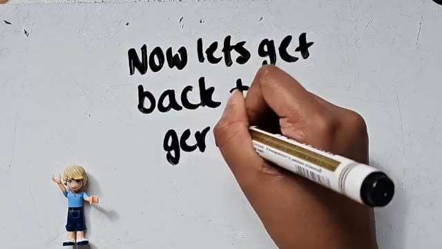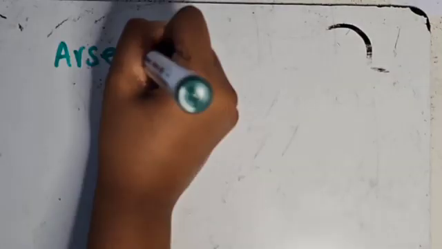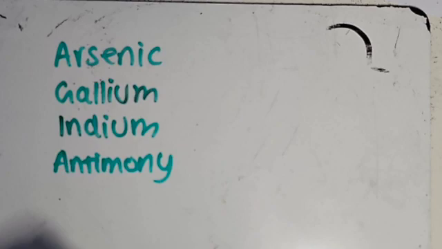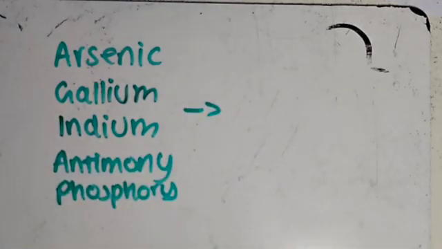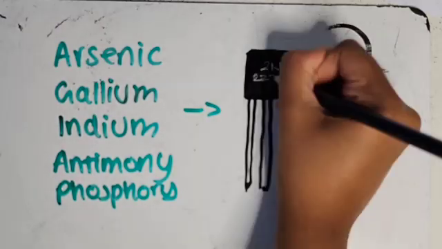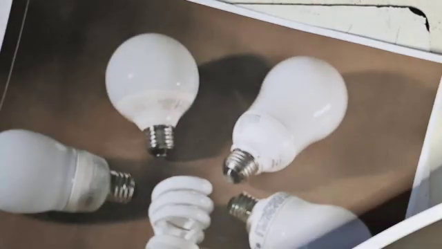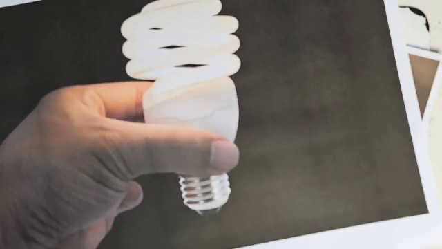Now we know a bit more about semiconductors, let's get back to germanium. The largest use of germanium is in the semiconductor industry. When doped with small amounts of arsenic, gallium, indium, antimony, or phosphorus, germanium is used to make transistors for use in electronic devices. Germanium is also used to create alloys and as a phosphor in fluorescent lamps.